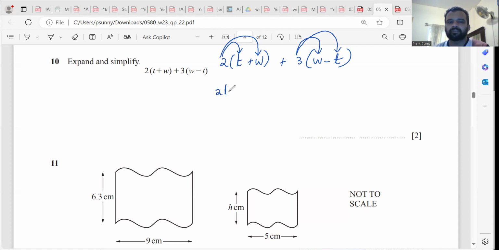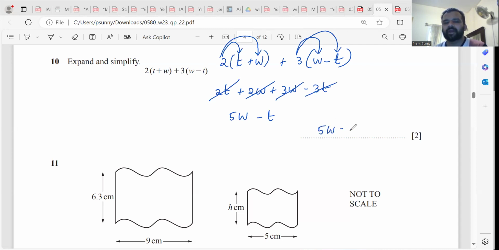2 times t will give me 2t plus 2 times w will give me 2w plus 3 times w will give me 3w plus 3 times minus t will give me minus 3t. Like terms, 2w plus 3w is 5w. 2t minus 3t is minus t. So 5w minus t will be our final answer for question number 10.